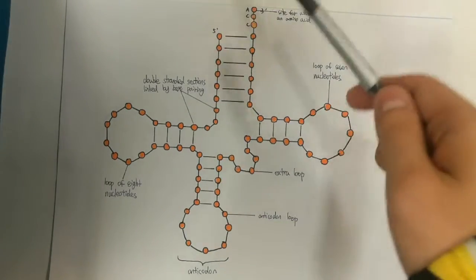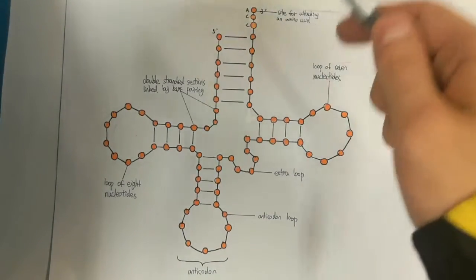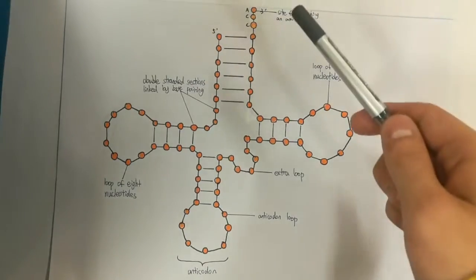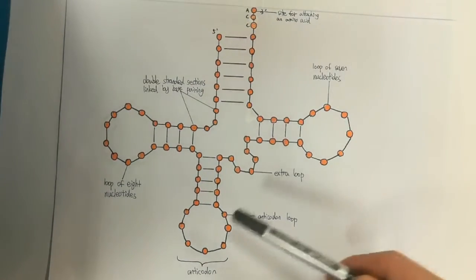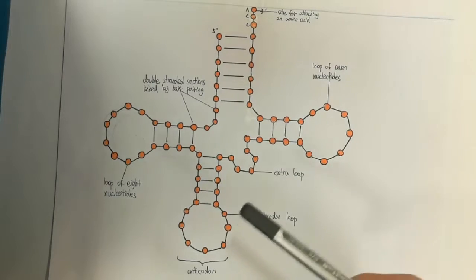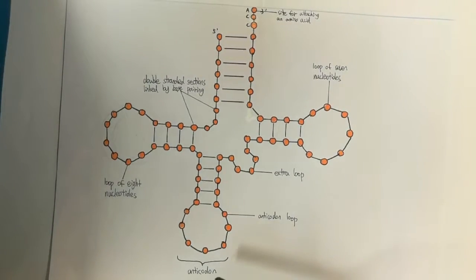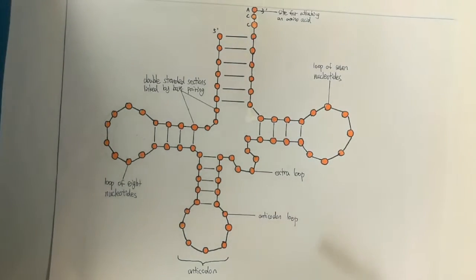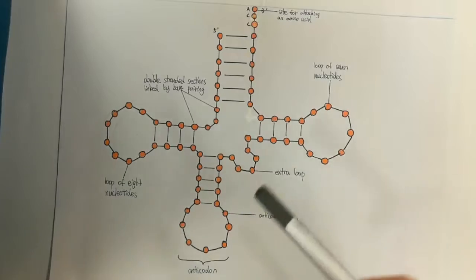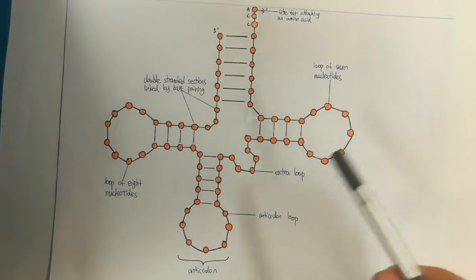The upper arm has 3 bases, the ACC codon, for the attachment of the amino acid, and the lower arm has the triplet of bases that we call the anticodon. This is what actually reads and translates the codons on the mRNA to tell which kind of amino acid to make in the translation.